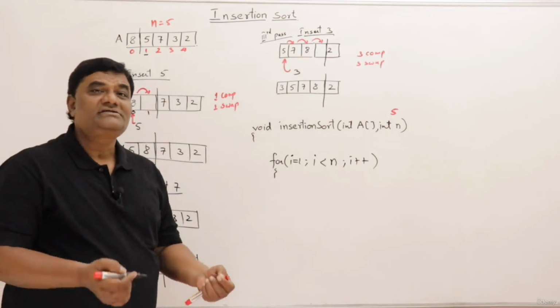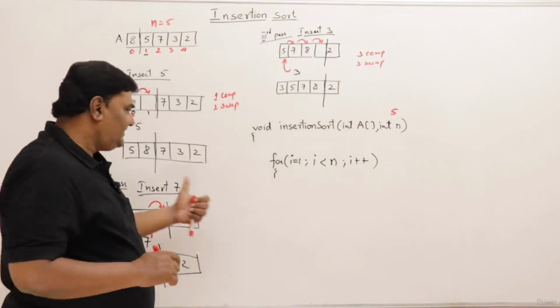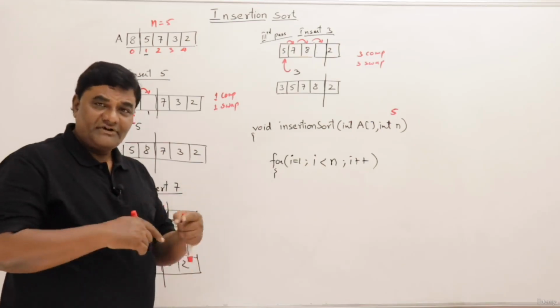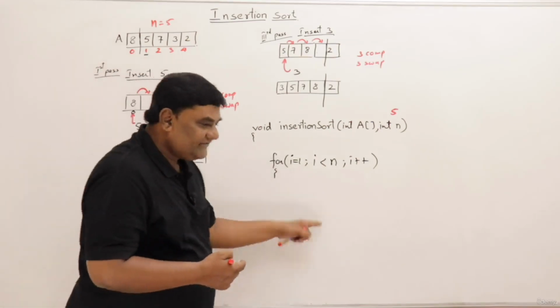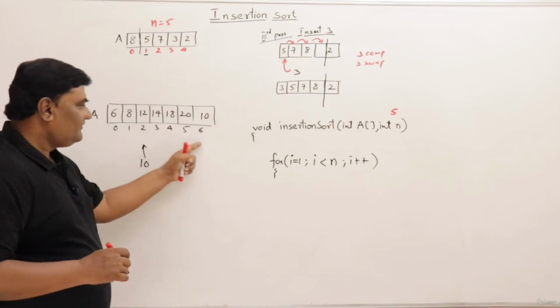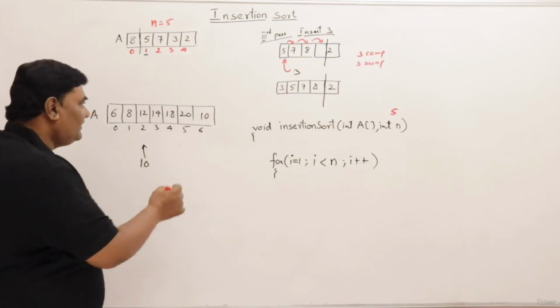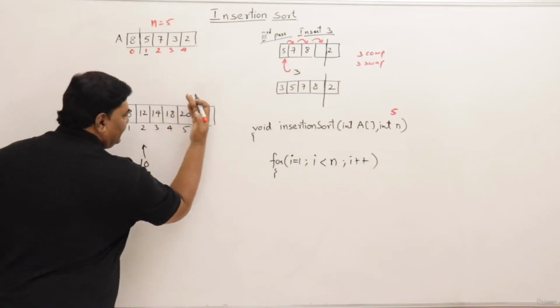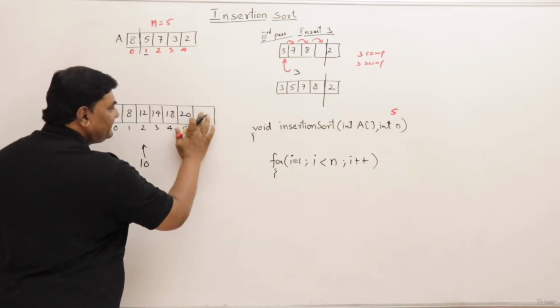Then in each pass what we are supposed to do? Then I will take one example here. From that we will learn what we should do in every pass. Then we will write the code. Now I have an example, an array of size 7. In this, already till here the elements are sorted, that is 0 to 5. Now I am inserting 10.